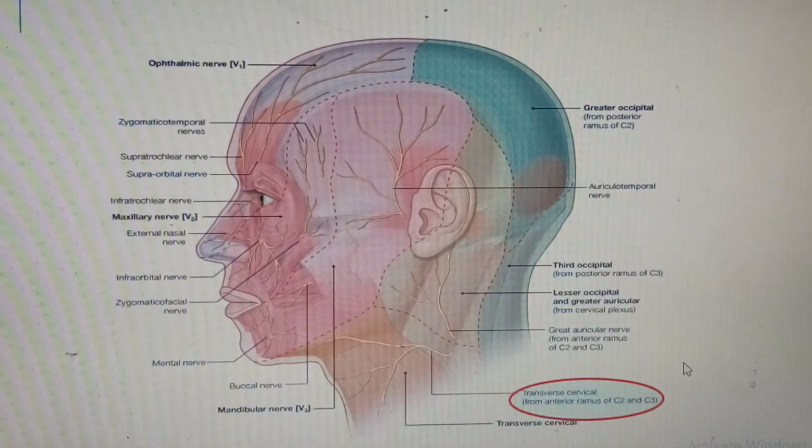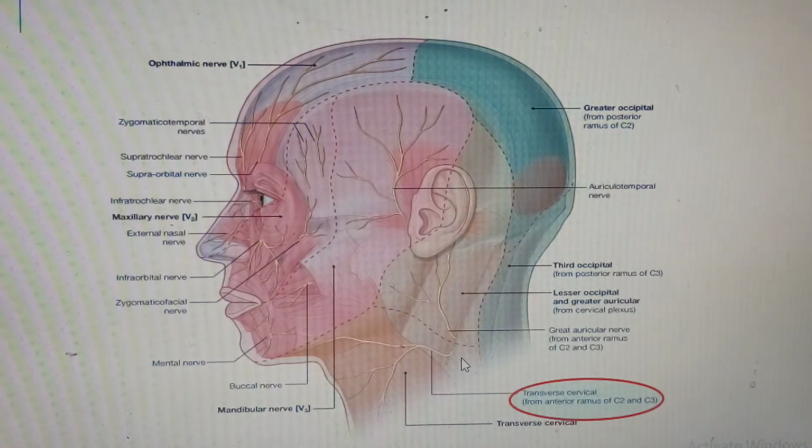So the next nerve we are going to talk about, this time around, runs transversely across the neck region. And the neck is cervical. That is why we call it the transverse cervical nerve. The transverse cervical nerve, surprisingly, has the same root value as the great auricular nerve. Yes, C2, C3.